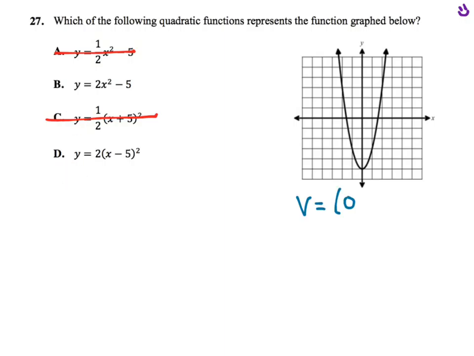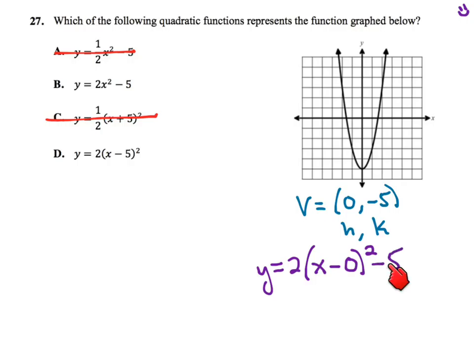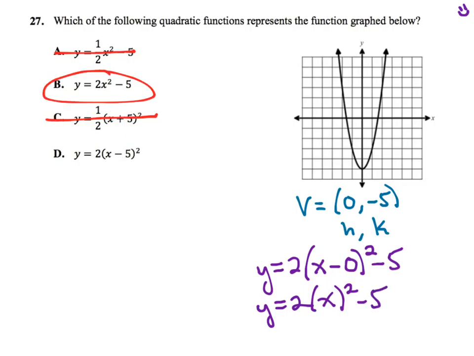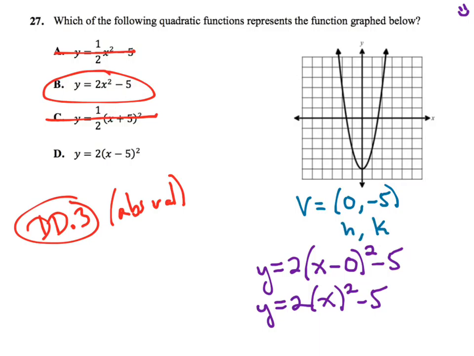All right, so let's look at my vertex. My vertex is 0, -5. If I look at vertex form, there's my h, k. Vertex form is y equals 2 times, I know that that's 2, right? I just took it from there. x minus 0, there's my h, minus 5, because that's my k, -5. I'll just deal with my minus 0. I get y equals 2 times x squared minus 5. Which equation is equivalent to that? B. DD3, again, it's absolute value, but because you're dealing with vertex form, that would be a great thing to practice.